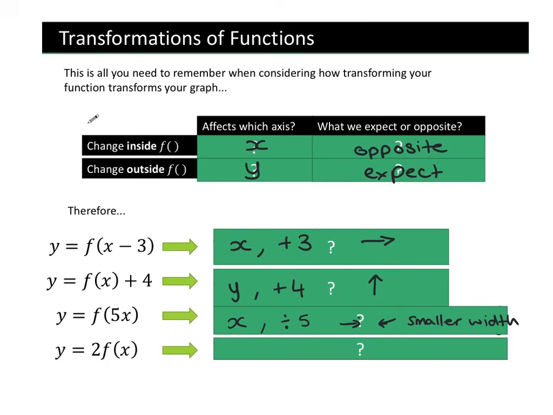Okay? Now, the last one, inside or outside the bracket? Outside. Who does it affect? Y. And it says it's 2 lots, so we're multiplying by 2. Do we do what it says? We do. We multiply by 2. So this means our graph's actually going to get longer. So it's going to be longer height. It's going to be stretched out, isn't it, vertically? Okay?